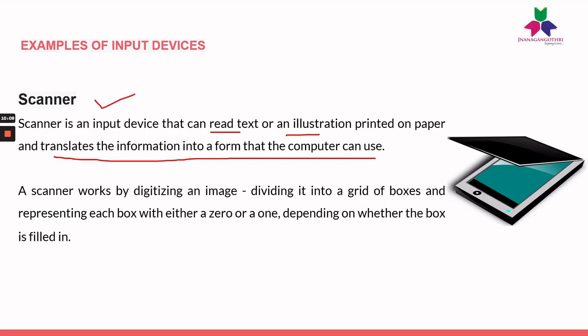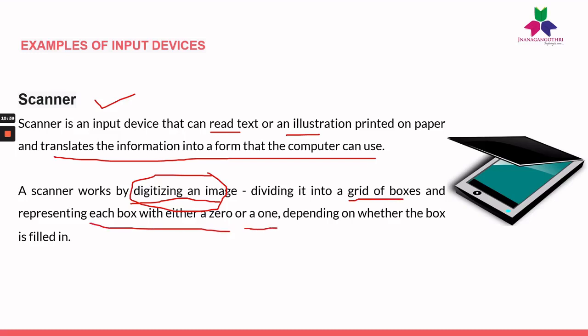So how does a scanner work? Scanner works on a principle known as digitizing an image. What is digitizing an image? So the input given by the user is first primarily divided into a number of grid boxes. It divides the input that the user gives for scanning into a number of boxes. It fills each box with either 0 or 1.